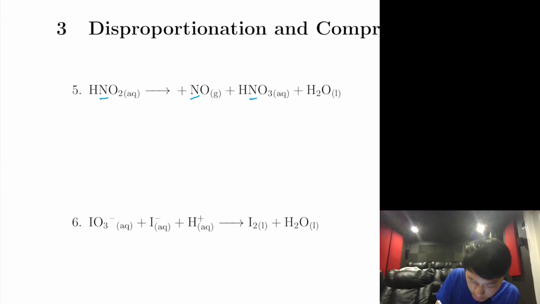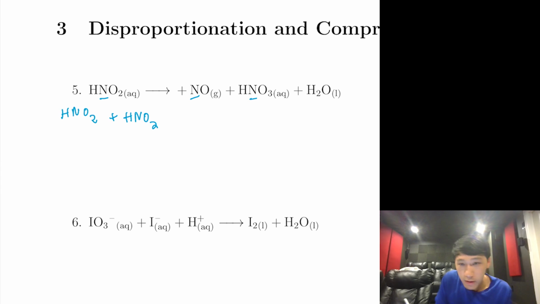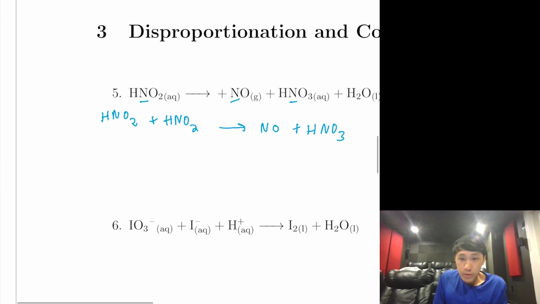So we have HNO2 plus HNO2. All right, and then we're just going to write this all over again, NO plus HNO3. Then we're just going to do the same exact thing as before. So this is going to be plus 3, like we just said. This is also going to be plus 3. This is going to be plus 2, and this is going to be plus 5.